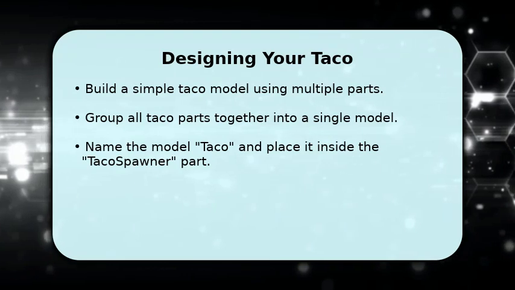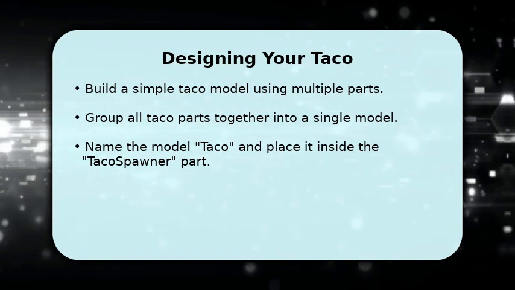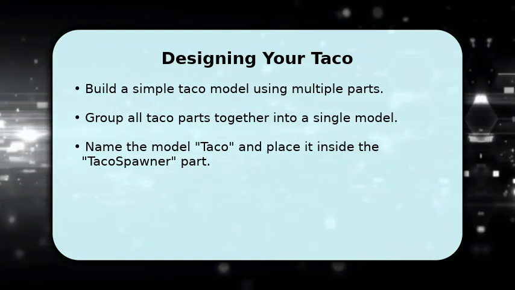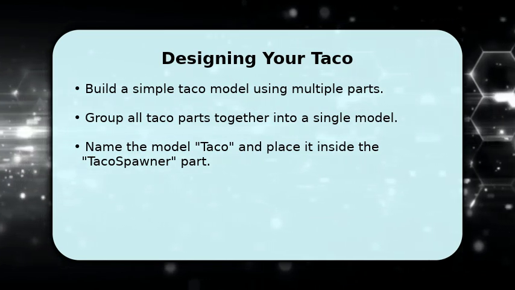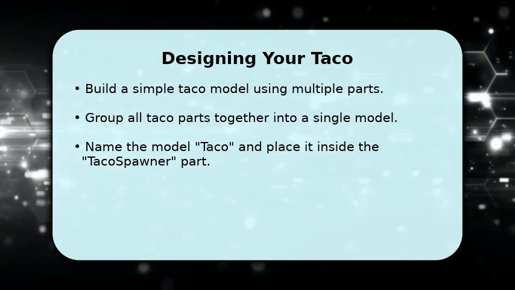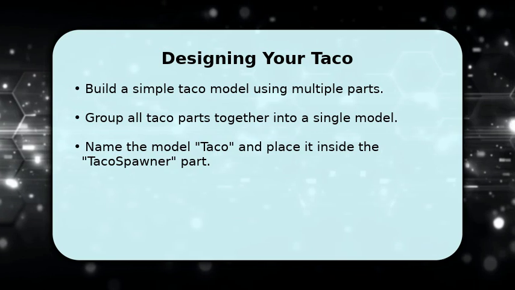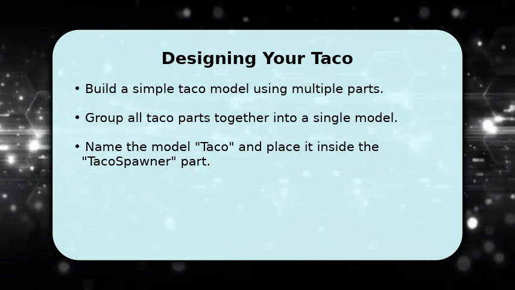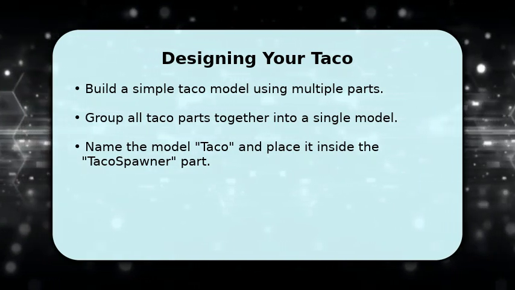Now, let's create our taco. You can build a simple taco shape using several parts, like a shell and some fillings. Once your taco looks good, group all its individual parts into one model. Name this new model Taco. Place your taco model inside the taco spawner part. Remember to set the can collide property of your taco model to false so it doesn't block other objects.